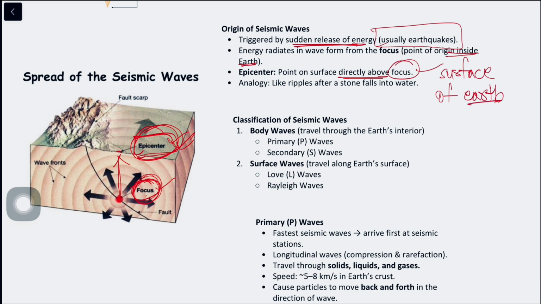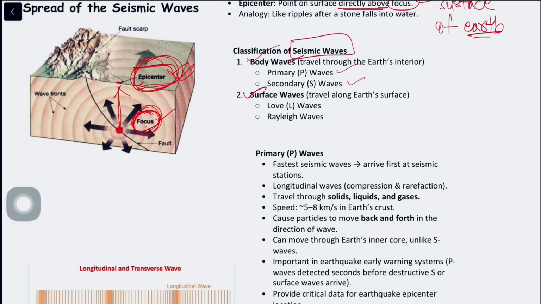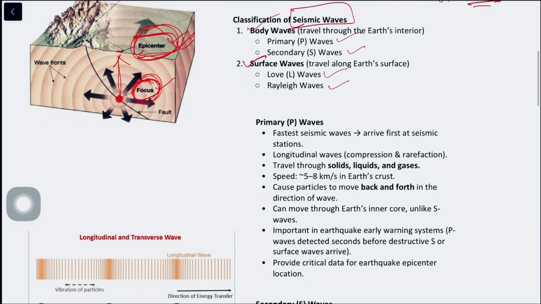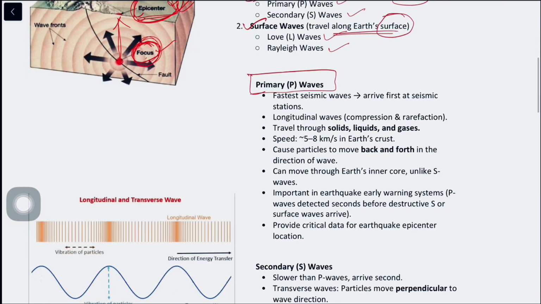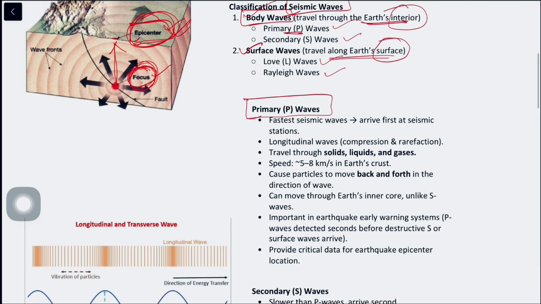So we can classify these seismic waves into body waves and surface waves, which themselves will be classified again into P waves and S waves for the body waves, and surface waves can again be divided into Love waves and Rayleigh waves. Okay, first we will understand what are the body waves. Body waves travel through the earth's interior, and surface waves travel along the earth's surface. See, the body waves are traveling in the earth's interior region, and the surface waves are traveling on the earth's surface. Body waves are again divided into primary waves and secondary waves.